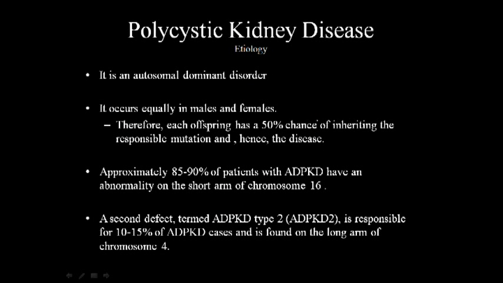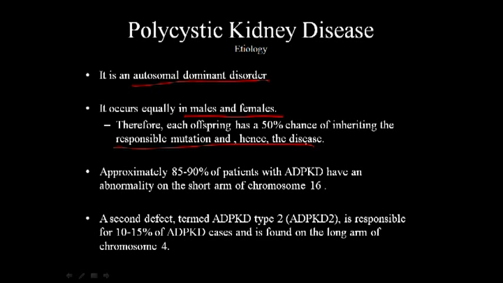One thing that you have to keep in mind is that it's an autosomal dominant disorder. It occurs equally in males and females, so there is no differentiation. Males and females both have it. And so therefore, each offspring has a 50% chance of inheriting the responsible mutation, and hence the disease. And so basically, you have equal opportunities here to actually get the disease.